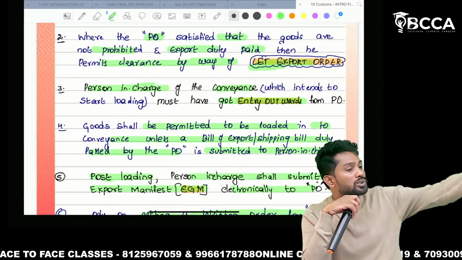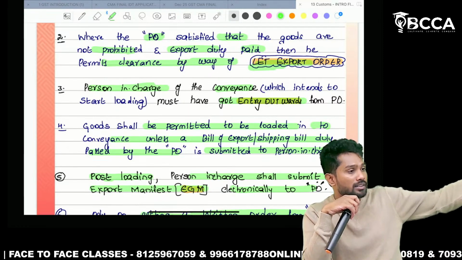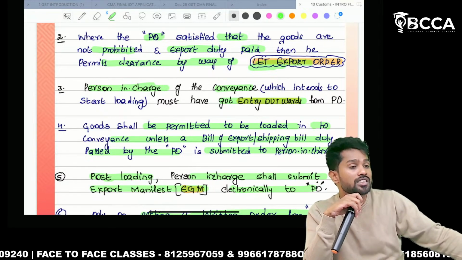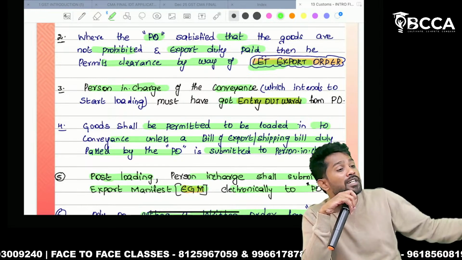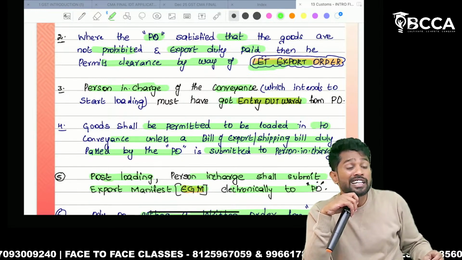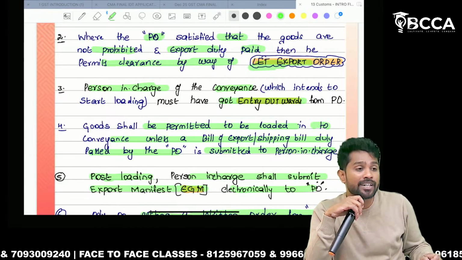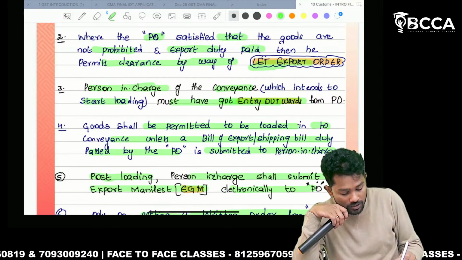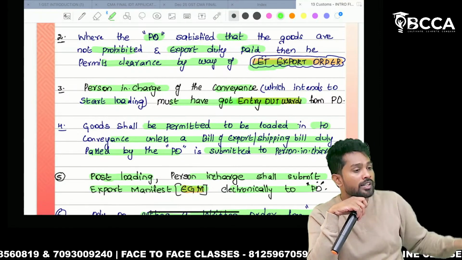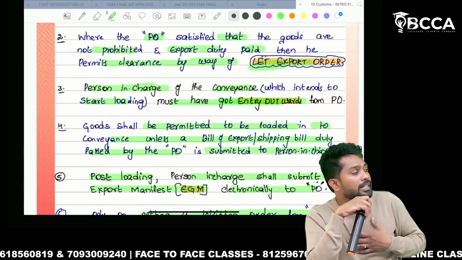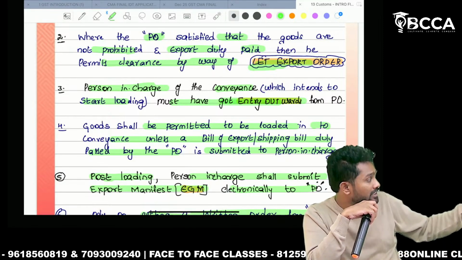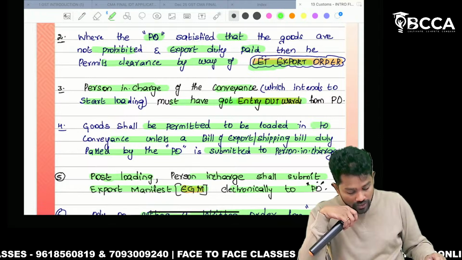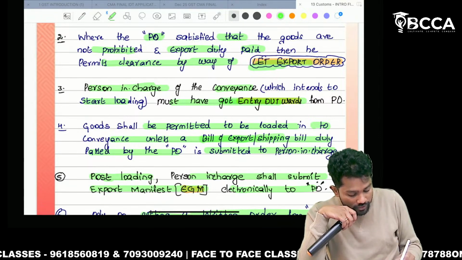Now, my part is done. I have to load these goods into a ship. For that ship, I said Bhishma is the vessel. The person in charge of such vessel has to apply to the customs office for entry outwards. The vessel which intends to start loading must have got entry outwards. Then he got entry outwards, and I got the let export order. Now I'll be taking goods to the conveyance. That person in charge will allow me to load my goods into that particular conveyance only if I have the bill of export or shipping bill.